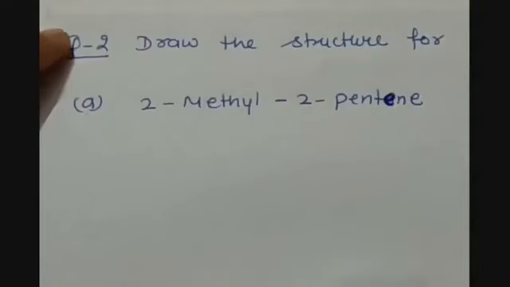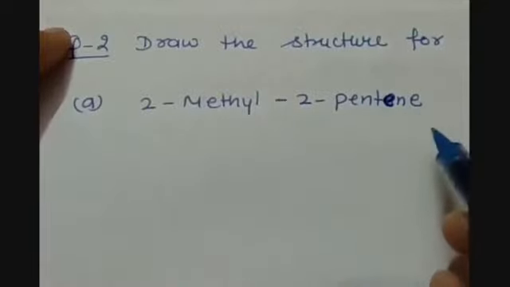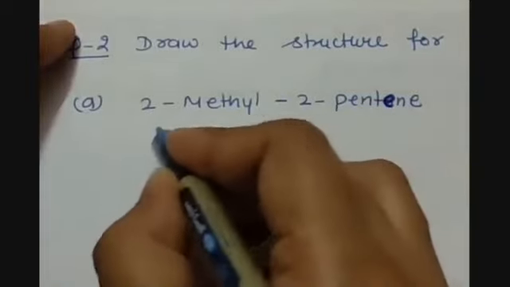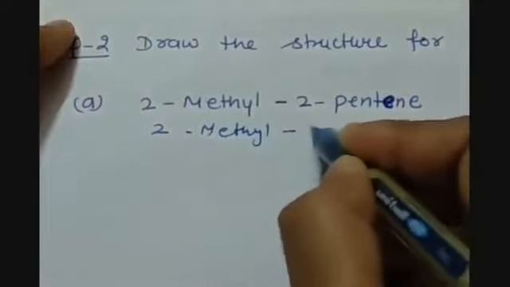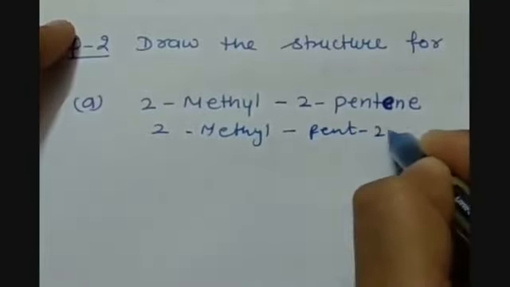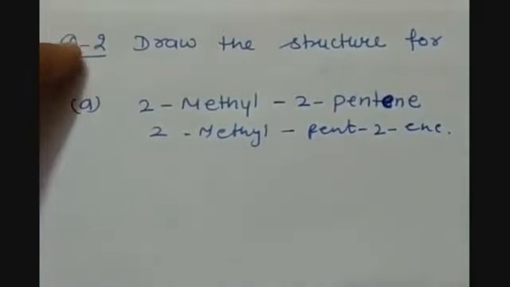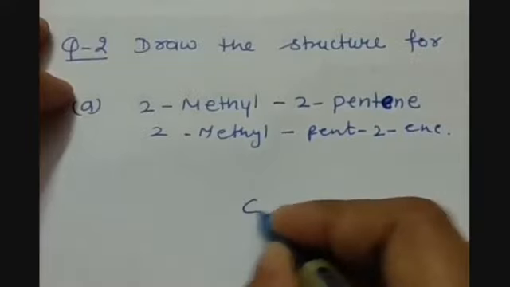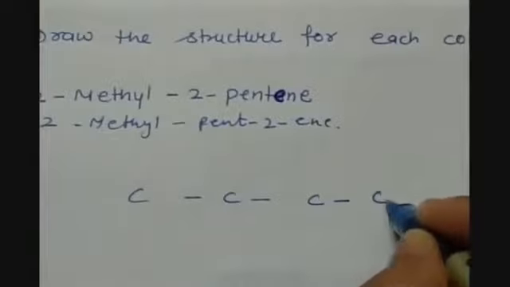So the part A is 2-methyl-2-pentene, or you can write it as 2-methylpent-2-ene. Both are acceptable, but the latest method is to write it as 2-methylpent-2-ene. So this is the latest method. Now we have to draw the structure. So it is a pentane, so it will be having 5 carbon atoms. So let us draw the 5 carbon atoms first.